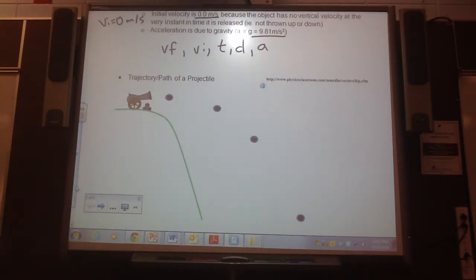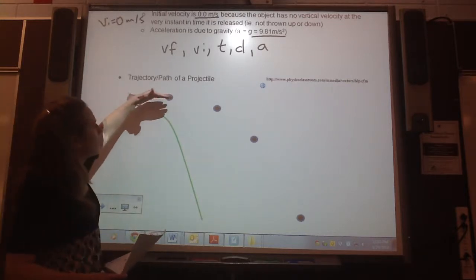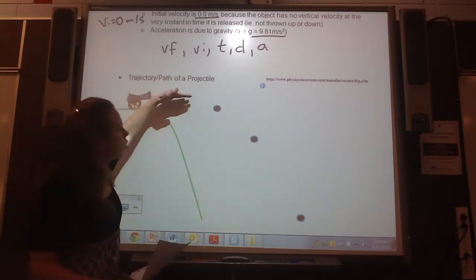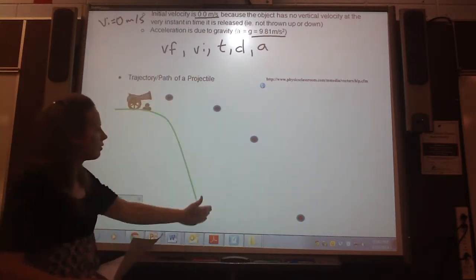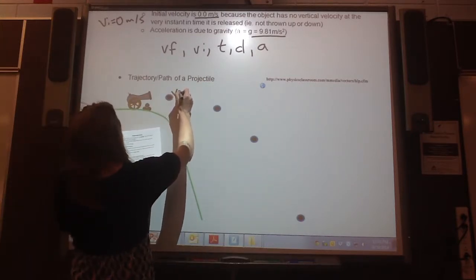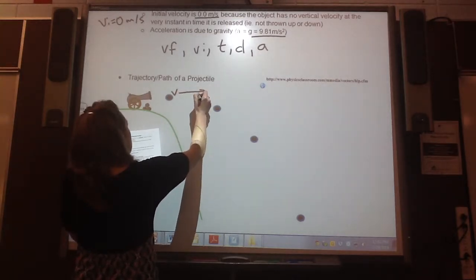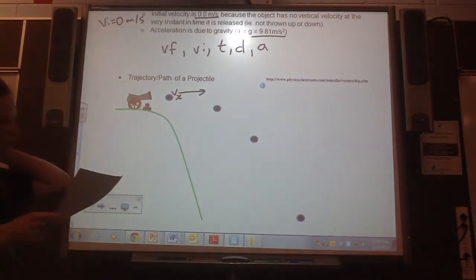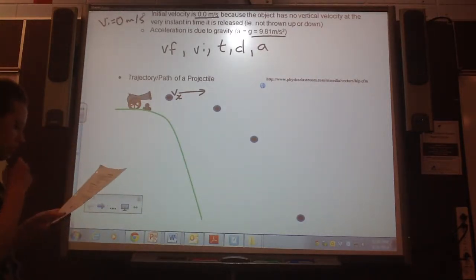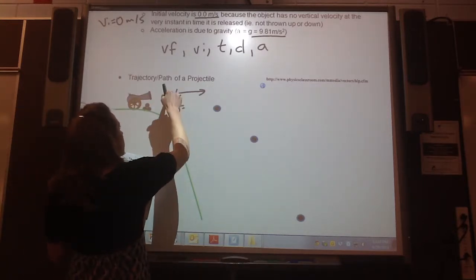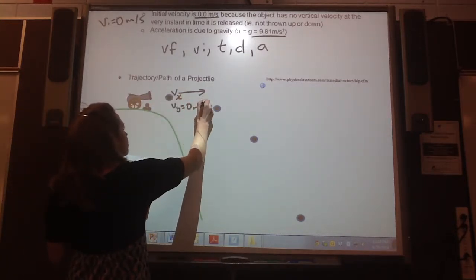So when we think about actually sending out a projectile, it has a forward motion, but it also has, this is the horizontal vector, but it also has a vertical vector. So here we have our vx. So our x, if we were doing graphing, would be as so. But our vy at this point in time is 0 meters per second.